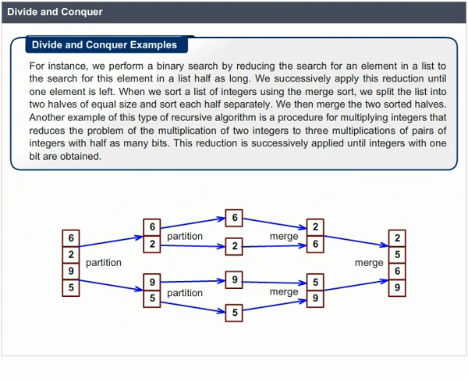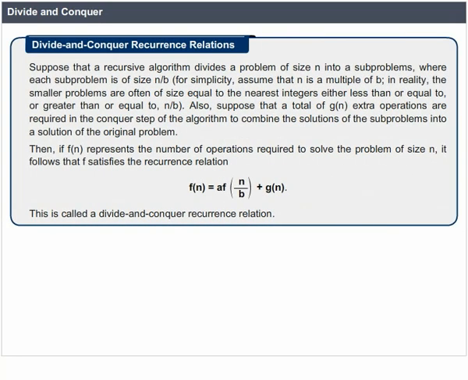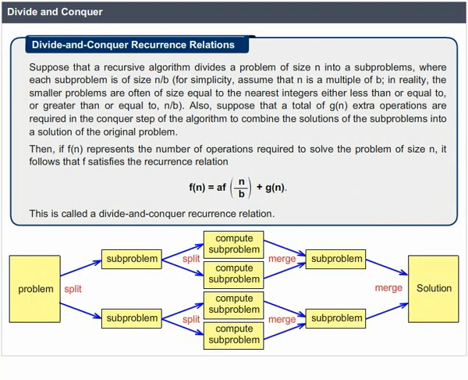Divide and conquer recurrence relations. Suppose that a recursive algorithm divides a problem of size n into a subproblems, where each subproblem is of size n/b. For simplicity, assume that n is a multiple of b. In reality, the smaller problems are often of size equal to the nearest integers, either less than or equal to, or greater than or equal to, n/b.